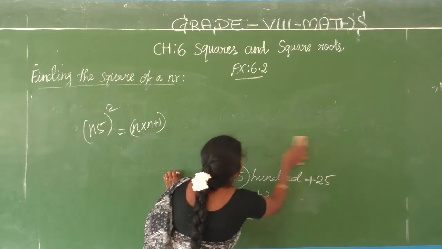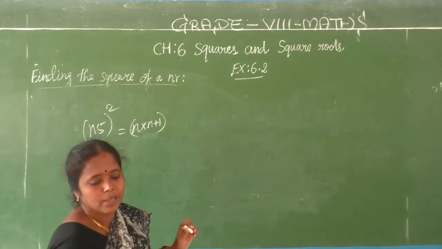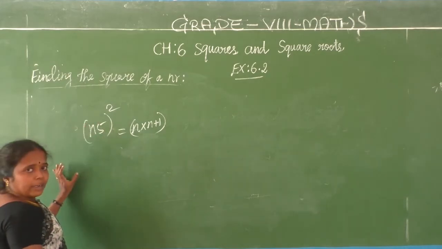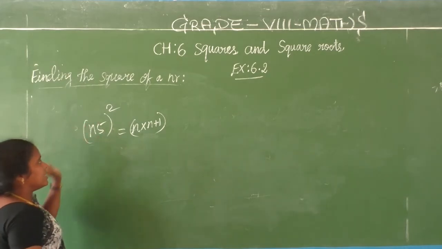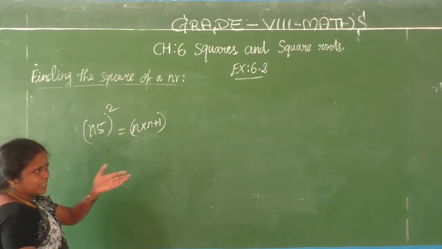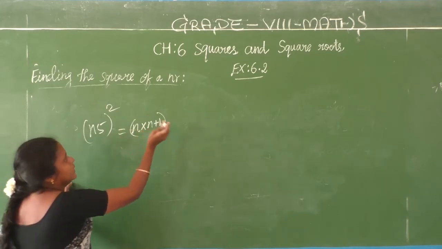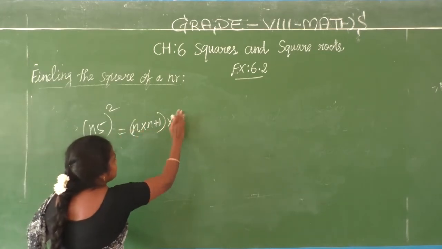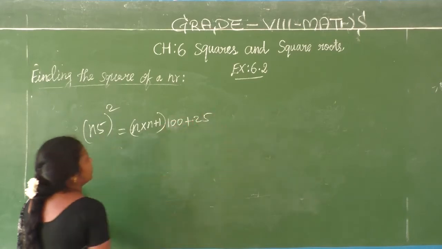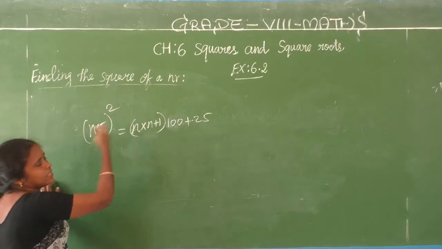The general rule for taking the square of any two-digit number ending with 5. See, I have taken n5 in general. N is in the tens place, ending with 5. So what is the formula? That means this is the pattern: n into n plus 1, into 100, plus 25. That means n is the tens place number, and the successor is n plus 1, no?